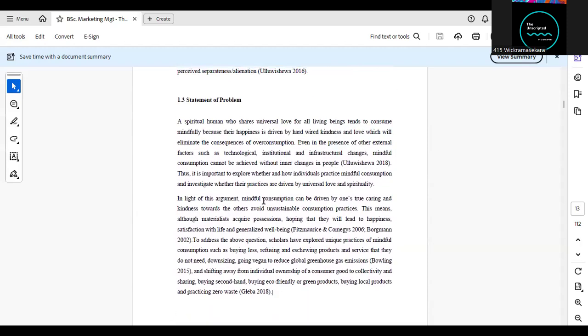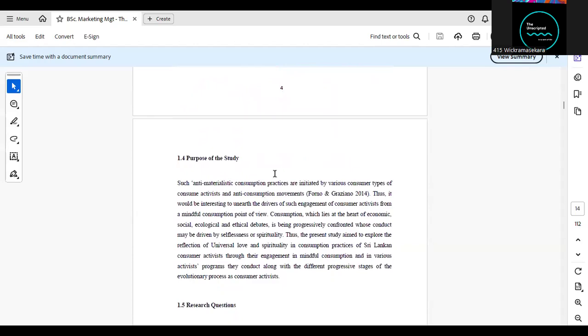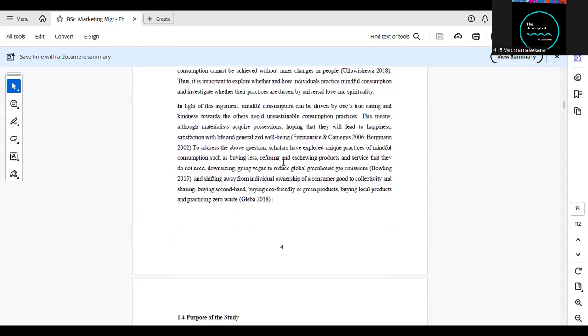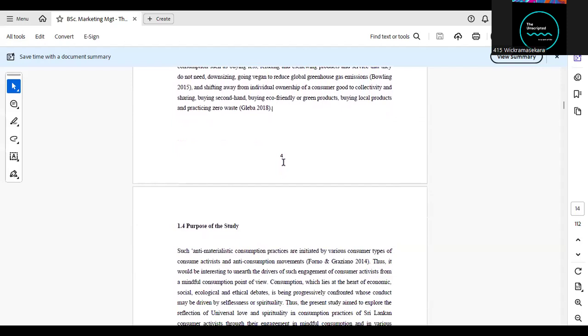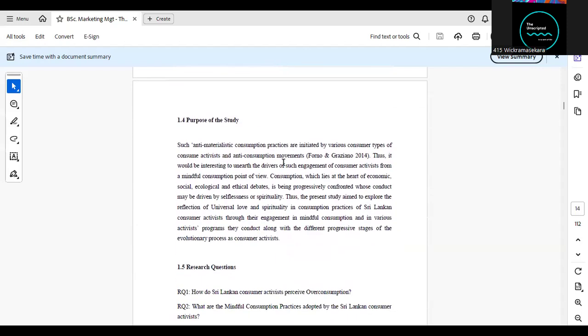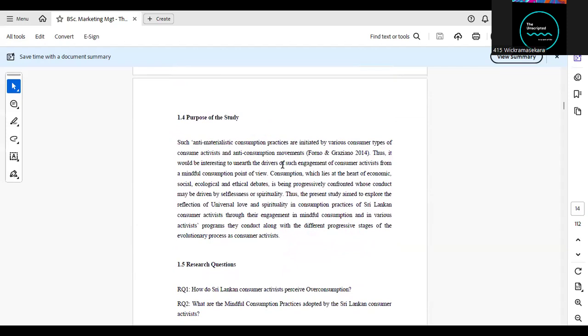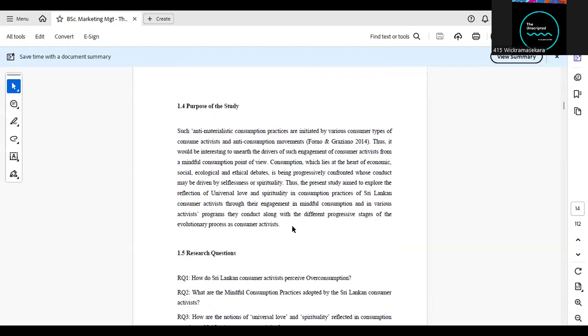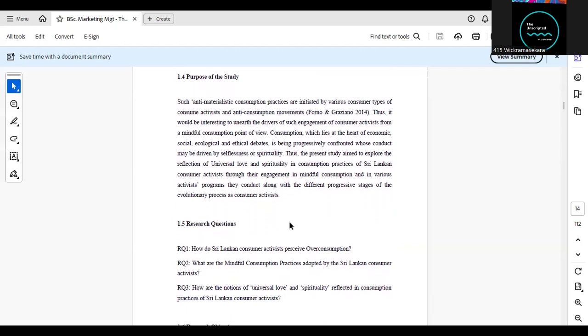And next is the purpose of the study. So having identified your problem, you can then start writing the purpose. Since you have a problem, you have an intention to do a particular investigation. So that is your purpose of the study. So in this study, the purpose is actually to explore how spirituality and universal love can be used to avoid overconsumption with instilling mindful consumption, right? So that is the purpose of your study. So again, you can write like 100 to 150 words for your purpose of the study as well.